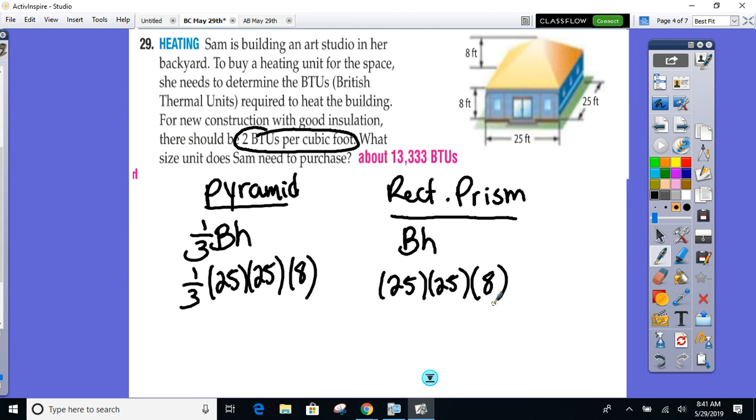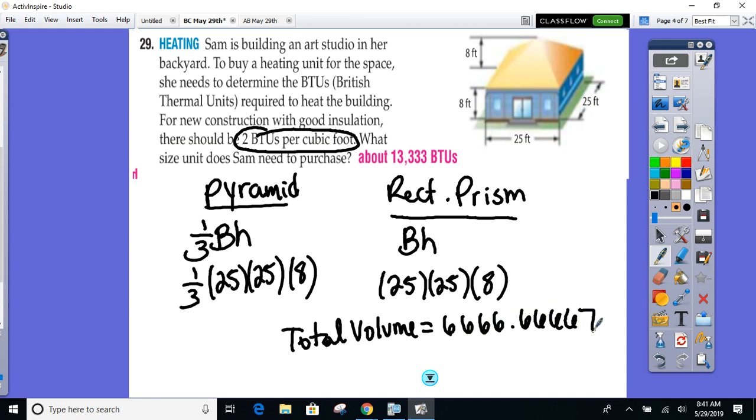I want to say it's 6,000 something here. Yes. Yep. So the total volume. Jasmine, we good so far? 6,666.66667, I think, at the end there. Cubic feet. All right, now how do I figure out how many BTUs?